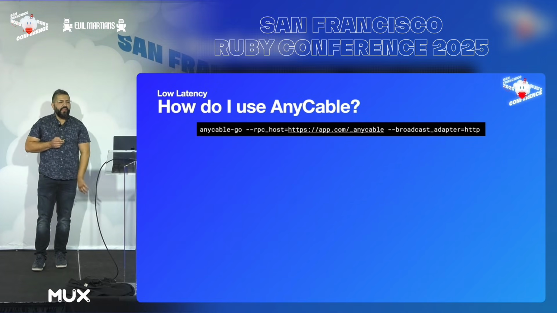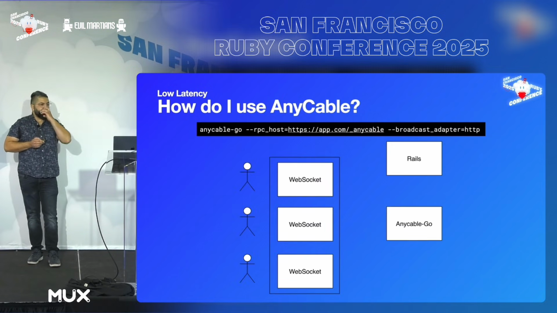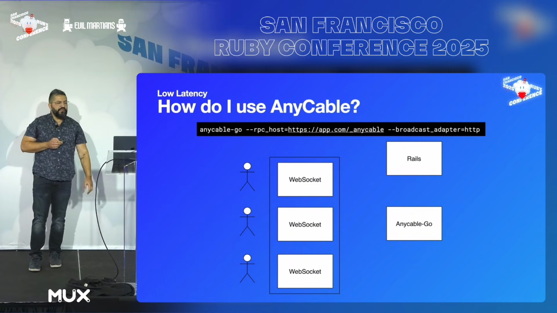How do I deploy AnyCable? AnyCable has its own binary and starts up its own server. It looks pretty similar to the previous slides.